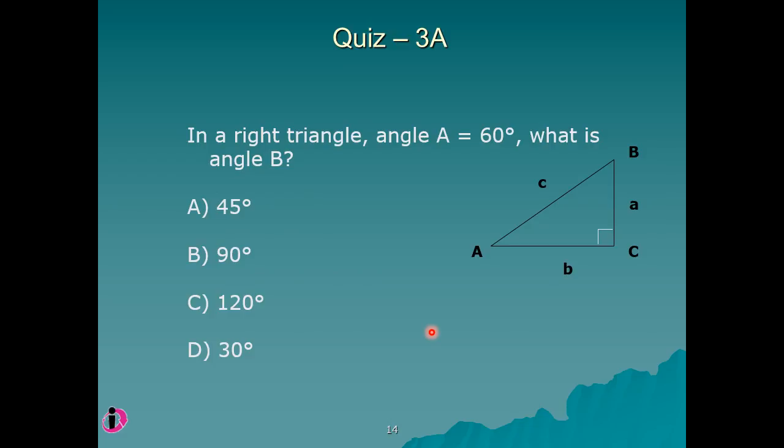If in the right triangle the angle A is 60, how much would be B? Because this is the angle A, right? If that is 60, this is going to be 30, right? Because you know the total is always 180, and the C is the right angle, which is always 90. So this one is 90, this one is 60. You can subtract from 180, right? So the right answer is D, right?